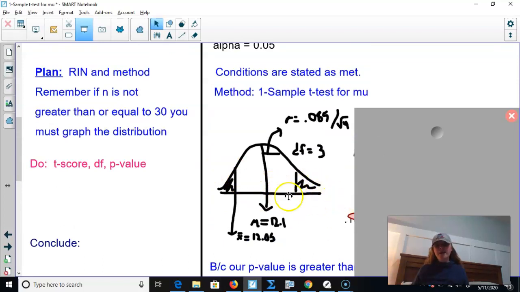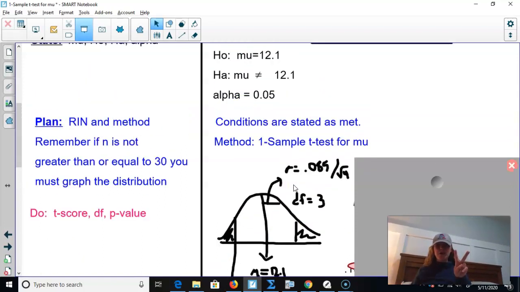And then why did I shade this other side over here? I didn't do the best job of shading. It really should be similar area, but it doesn't matter that much, okay? I shaded this area because it's a two-sided test. What do I mean by that? My alternative is a not equal to.